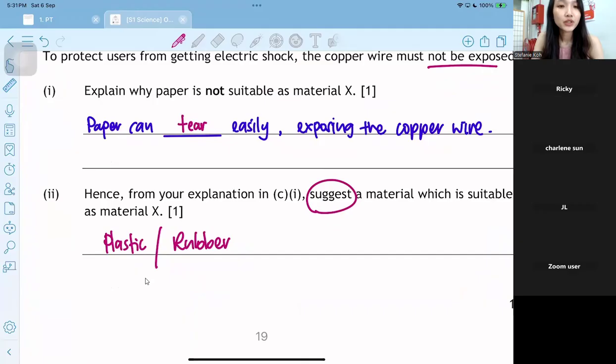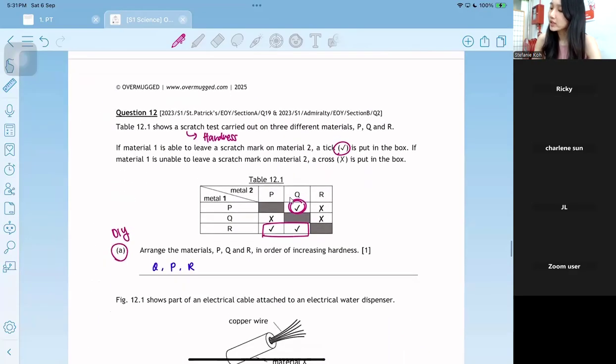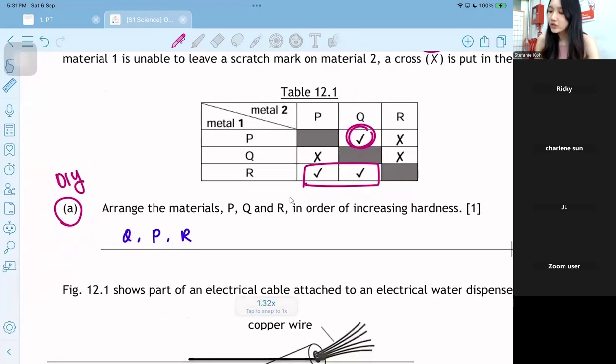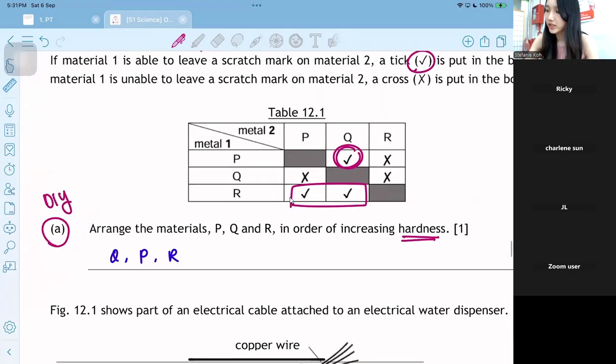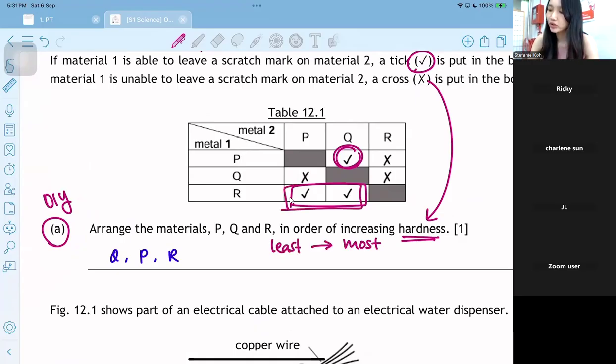Broader explanation for 12A. RPQ. Okay, Andre. Let me explain that again. Okay, the rest of you continue with 13. For Andre, part A, right? They're asking for hardness. Means can you leave a scratch or not? The hardest one, right? So it's least to most. The hardest one must be able to scratch everything else. So it's R.